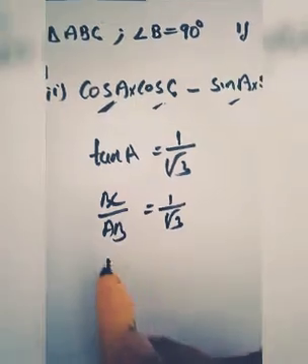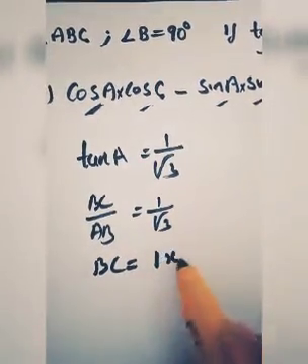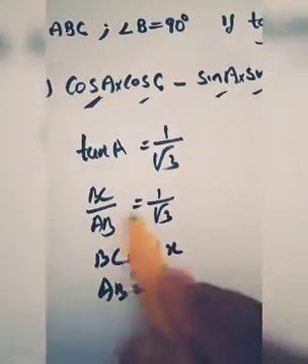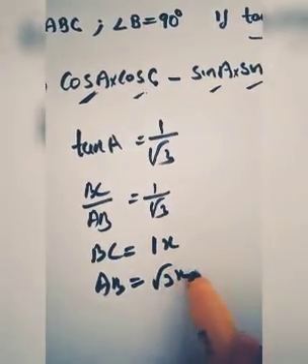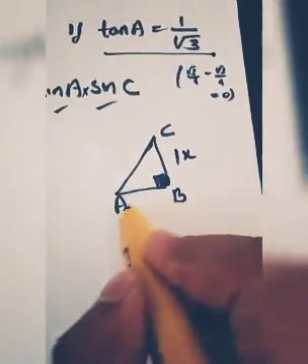So what will be BC? BC will be 1x. Then what will be AB? AB will be root 3x. Clear? So you can write BC as 1x or x. That's enough. AB as root 3x.